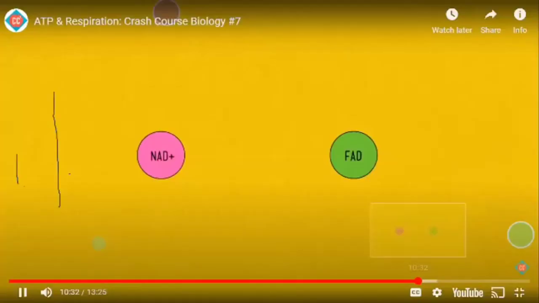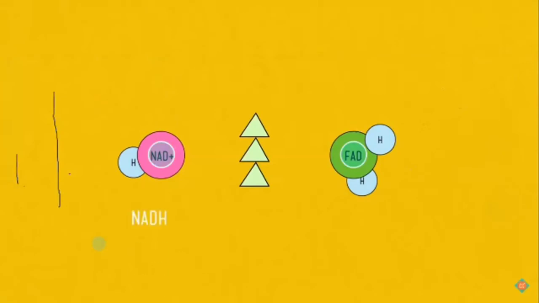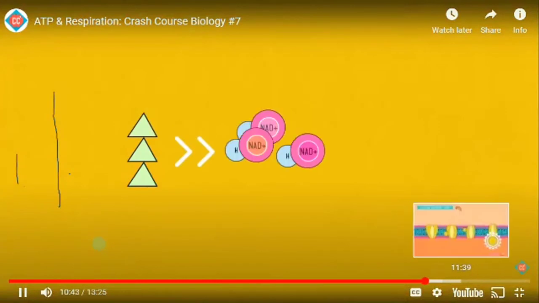Now, each time a carbon is cleaved off, it strips electrons from each pyruvate, which, in effect, charges them up. The addition of hydrogen turns them into NADH and FADH2, respectively. Each pyruvate yields three NADHs.